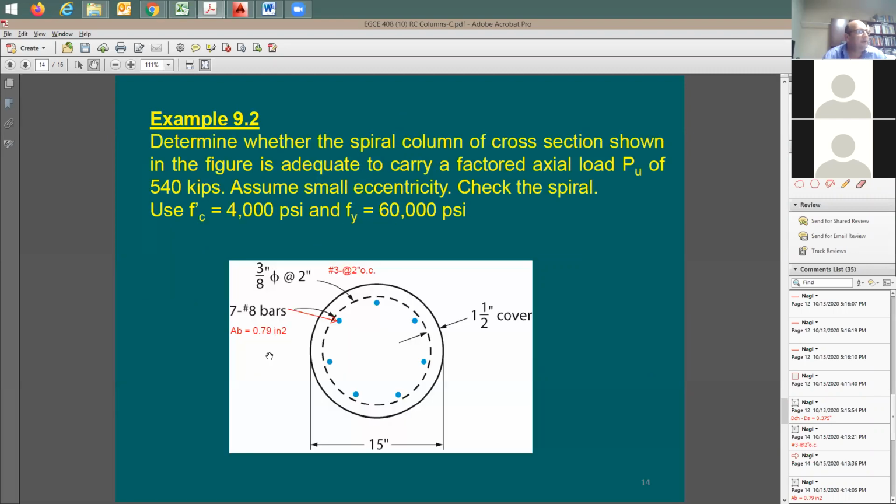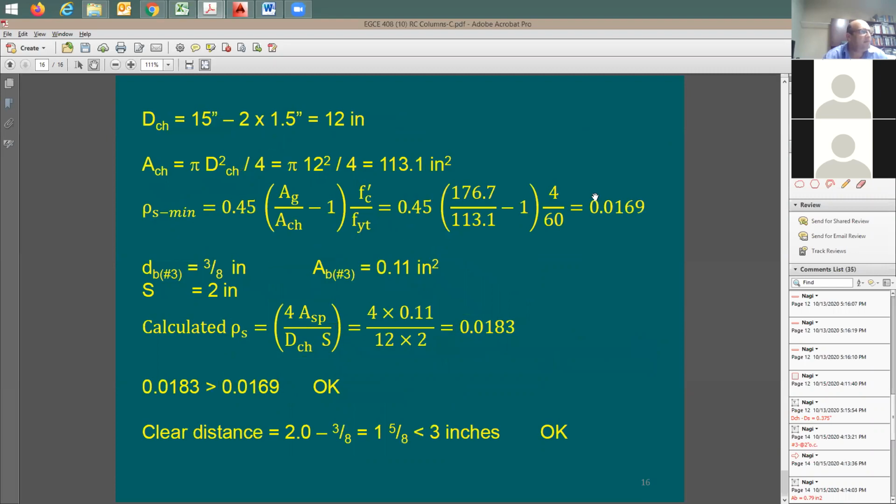All right. So next, I need to check the spiral. DCH is going to be the diameter to the outside of the spiral, right? This is going to be the confined core. It's going to be 15 inches in diameter, subtracting 2 times 1.5. 1.5 inch is the clear cover.